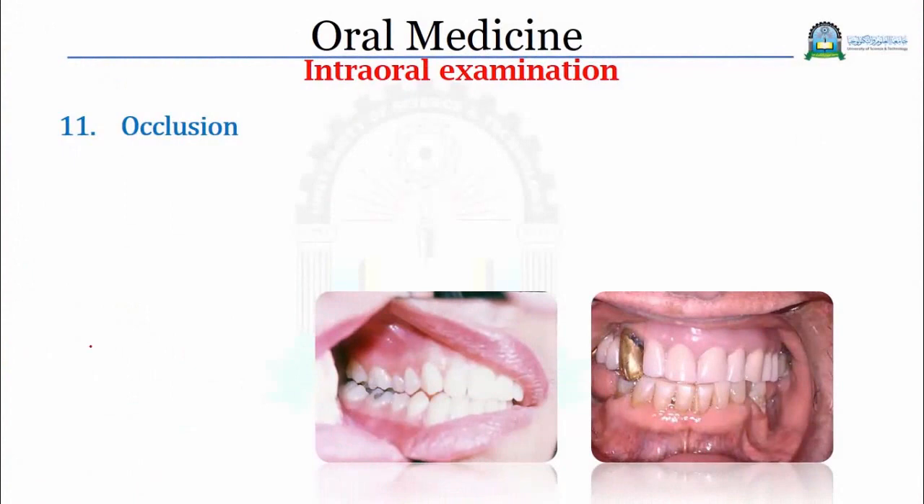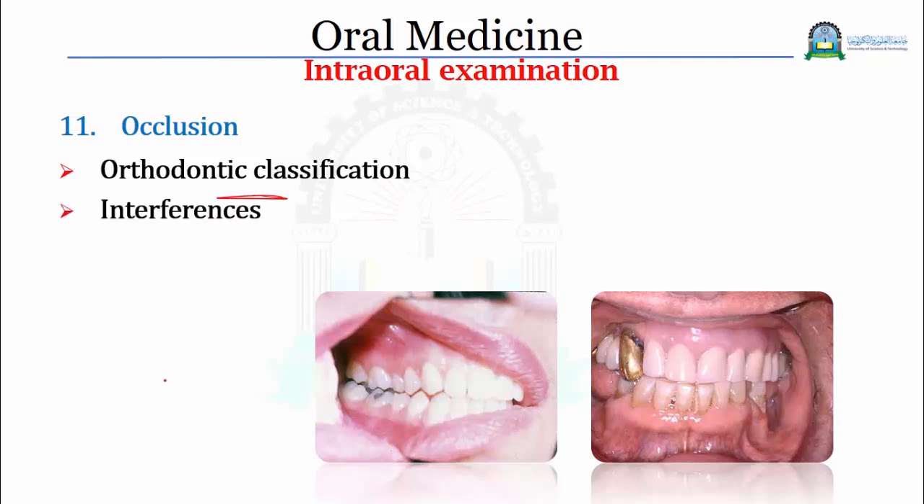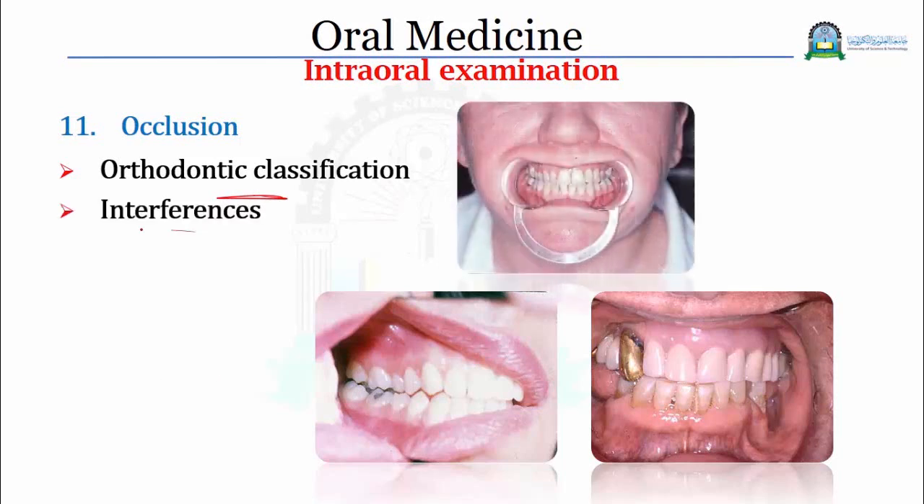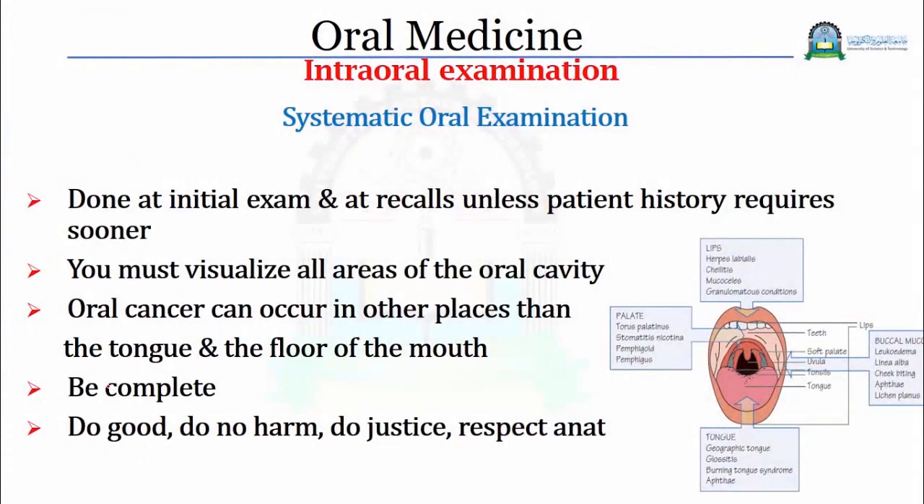Number 11 is the occlusion. You also need to examine the occlusion of the patient. If there are any bony defects or bony lesions, there may be a malocclusion. The orthodontic classification of the patient should be mentioned. Any interferences may lead to traumatic ulcer, frictional keratosis, or other oral lesions. So you need to do a systematic oral examination.